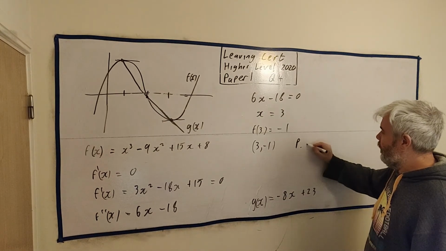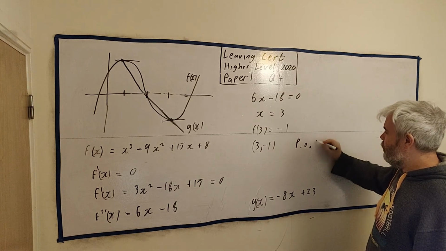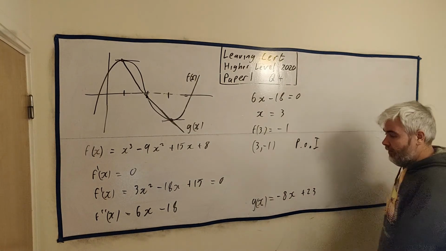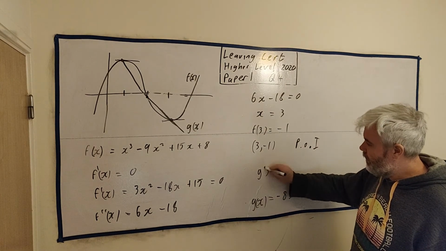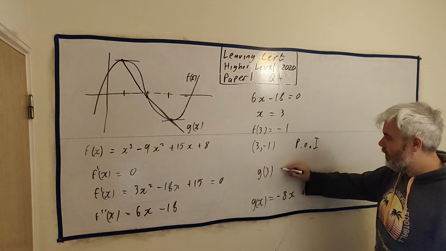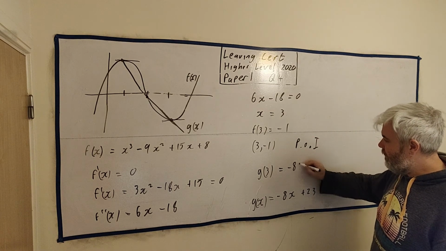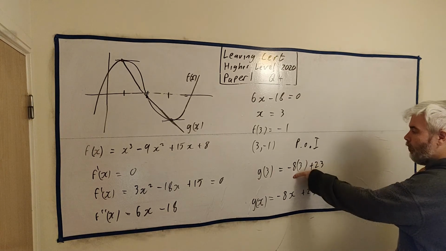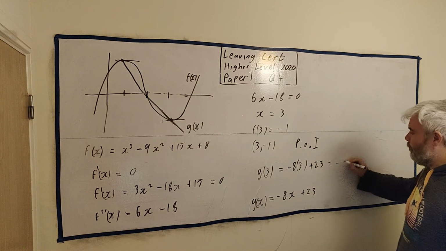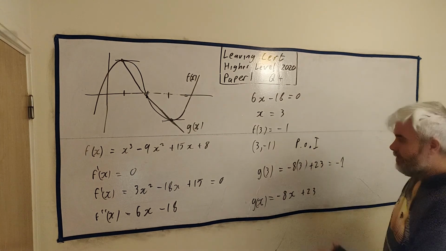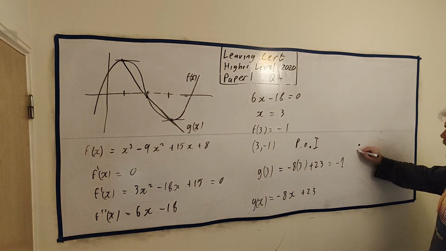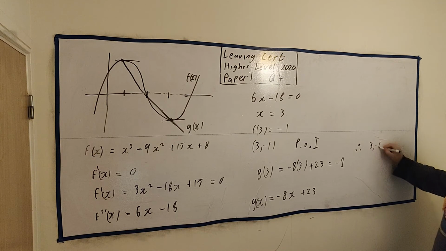Let's put that in, point of inflection. I'll just write it like that. So we just need to check, is that on this line? Is g of 3 hopefully equal to minus 1? g of 3 is equal to minus 8 times 3 plus 23. That's minus 24 plus 23 is equal to minus 1. Which is the same point as this. That means this point is on this. So you could write something like, therefore (3, minus 1) is on g(x).